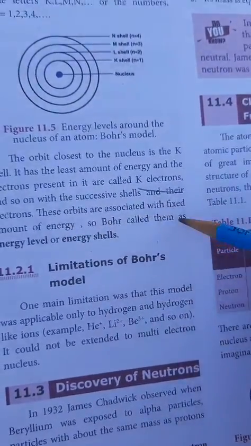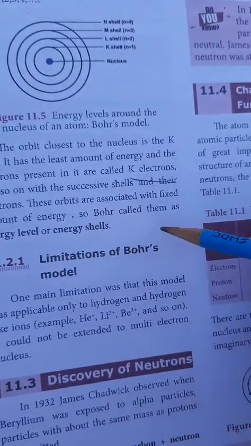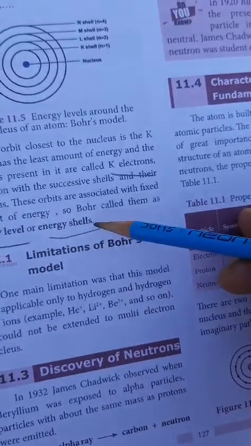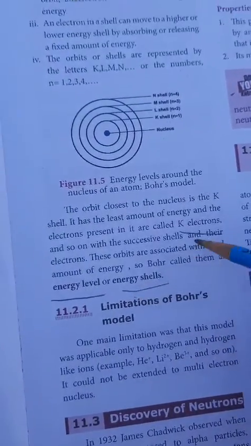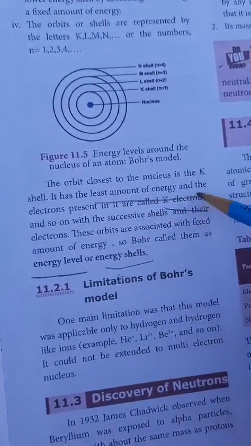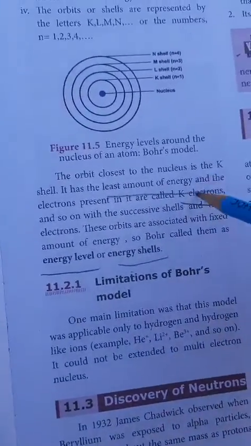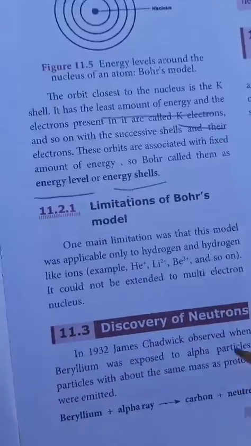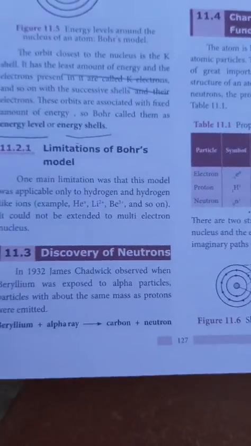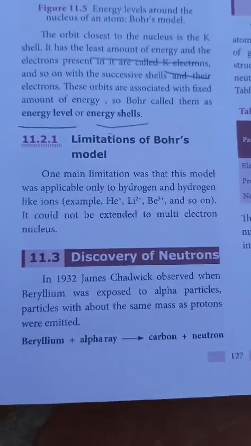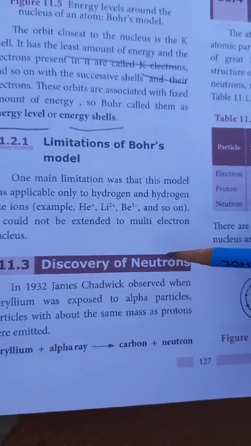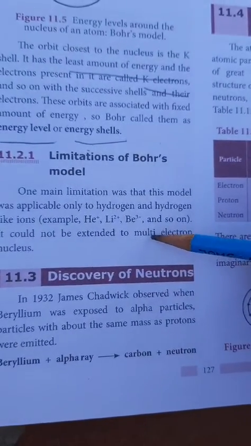Each orbit is associated with a fixed amount of energy, called energy levels or energy shells. The K shell electrons have the least amount of energy. The electrons present in it are called K electrons. Then the limitation of Bohr's model: it could not explain atoms like hydrogen, lithium, beryllium, with multiple electrons and an extended nucleus.